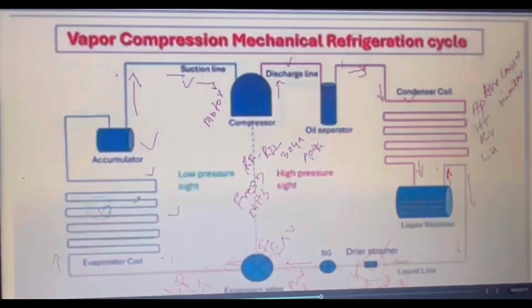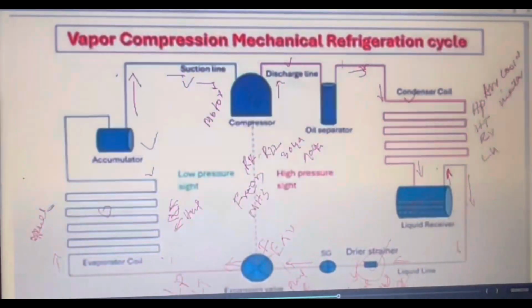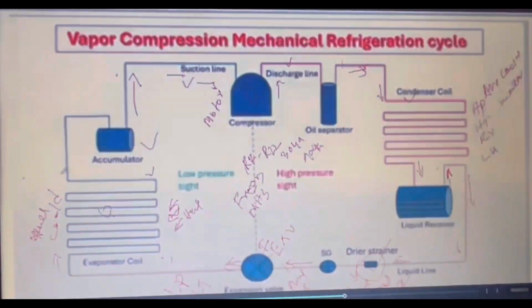Once it flows into the evaporator, what happens? The low pressure, low temperature refrigerant absorbs heat from the surrounding space where the evaporator is located. So the surrounding space is cooled. After the evaporation process, the refrigerant comes into the vapor state. That vapor refrigerant flows into the compressor through the suction line.